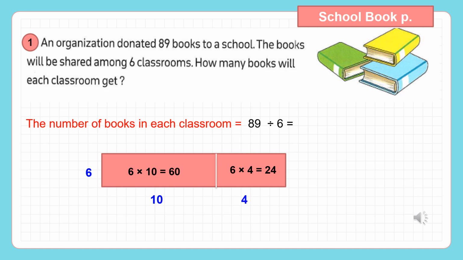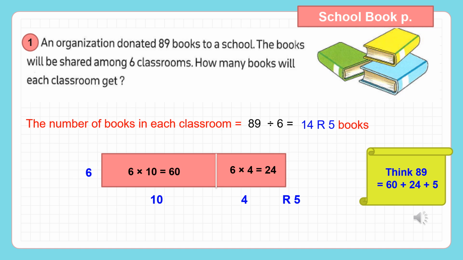So this 89, 60 plus 24 plus what? Plus 5. So the remainder here is 5. So the quotient equals 10 plus 4 equals 14. And the remainder is 5. So each classroom will get 14 books and 5 books are left over.